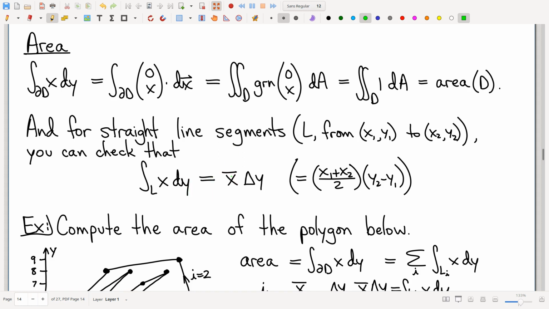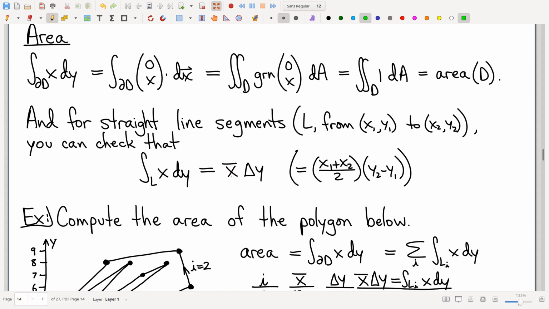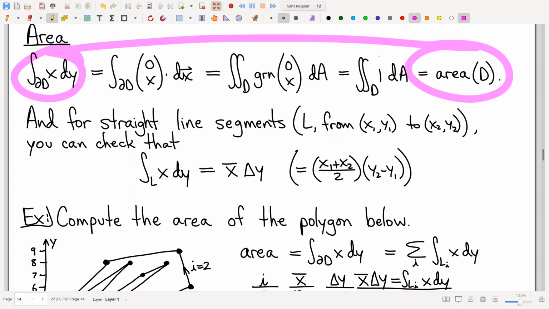So how do we take advantage of this? Well, the big theorem we just mentioned was that the boundary line integral of x dy gives you area.